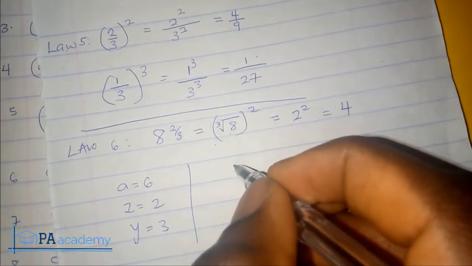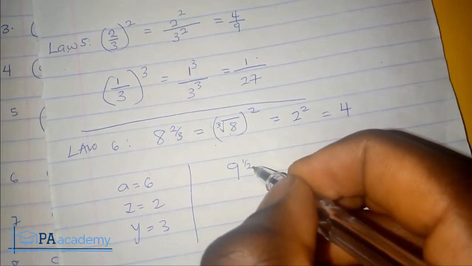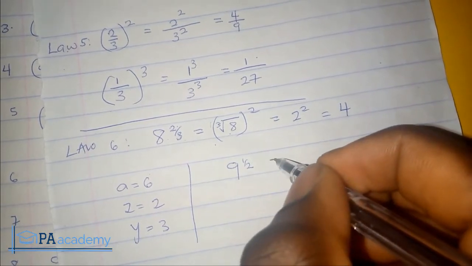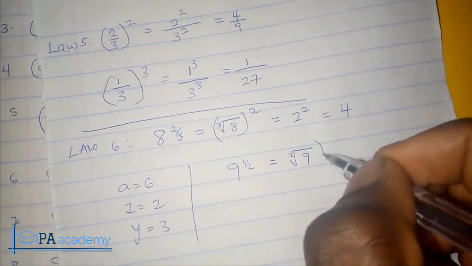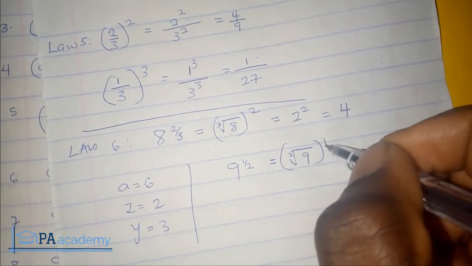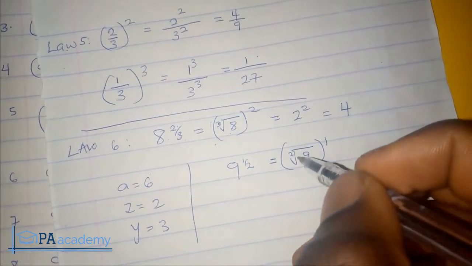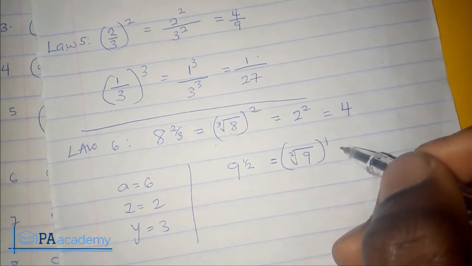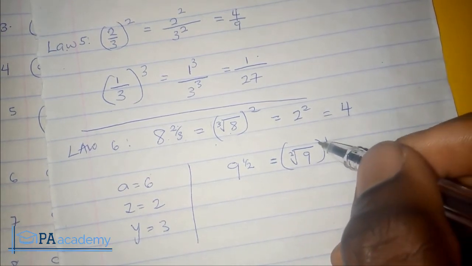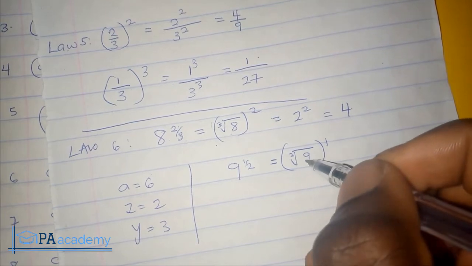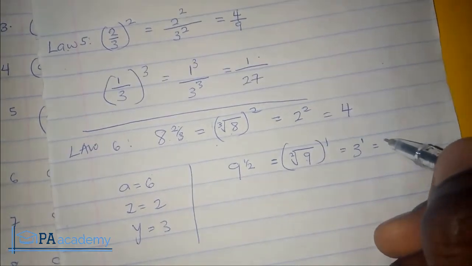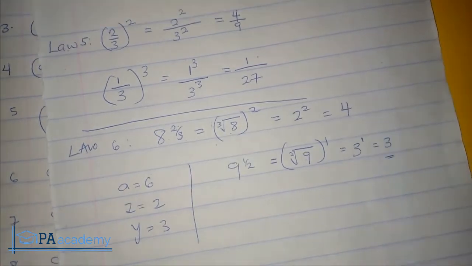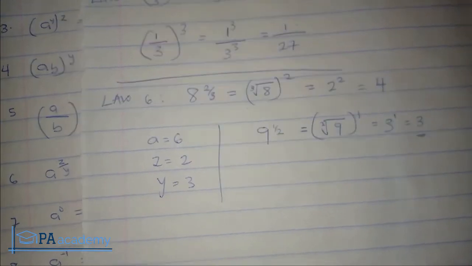So let's look at another example using that law 6. If you have 9 raised to power 1 over 2, you can simply rewrite it as square root of 9 all raised to power 1. Square root of 9 raised to power 1. If you have to simplify it, the square root of 9 is 3. That will be 3 raised to power 1. 3 raised to power 1 is the same thing as 3. So that is it for law 6. So let's go to law 7.